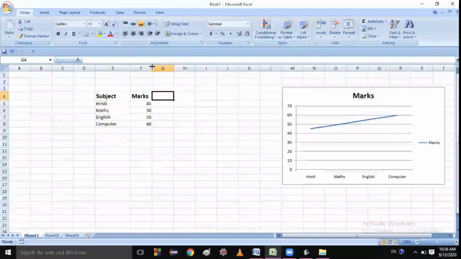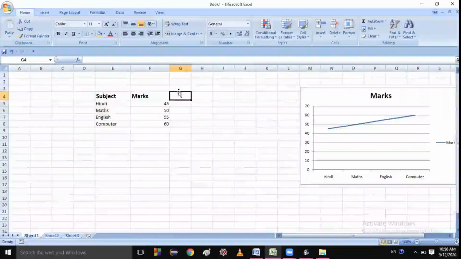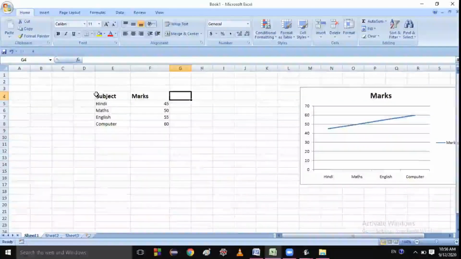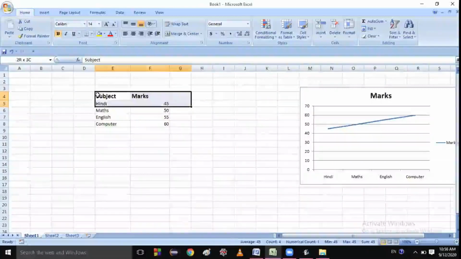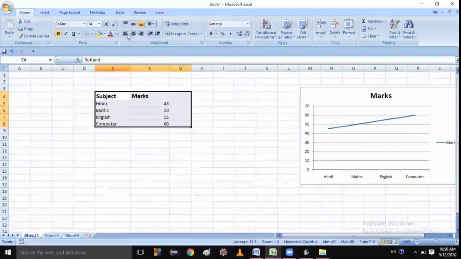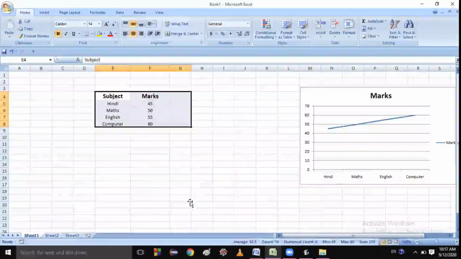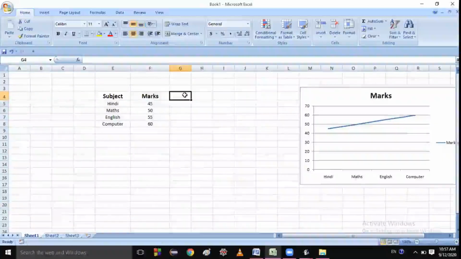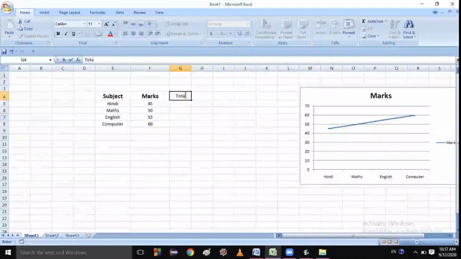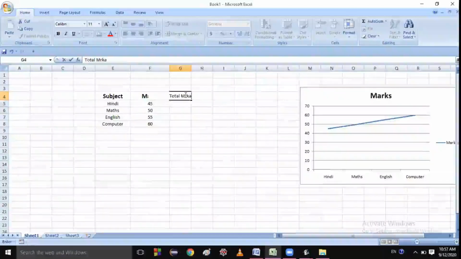Suppose if I make one more column, just watch here. If I make one more column like this, just wait. Let me do one more thing. Content should be in the middle. Content should be like this. Okay. So if I am writing here, total marks.